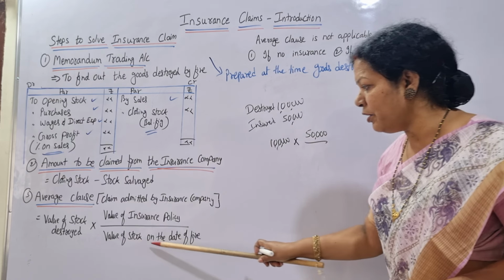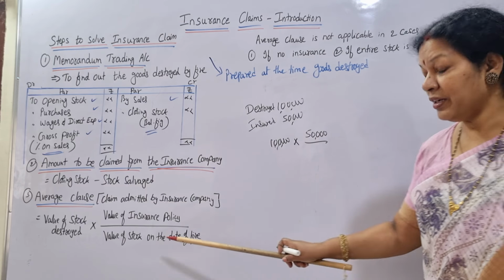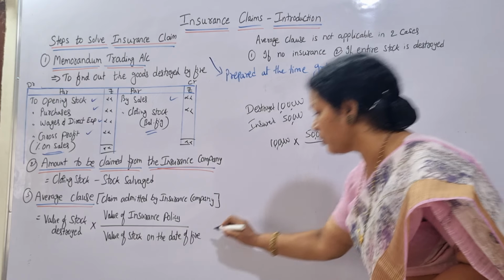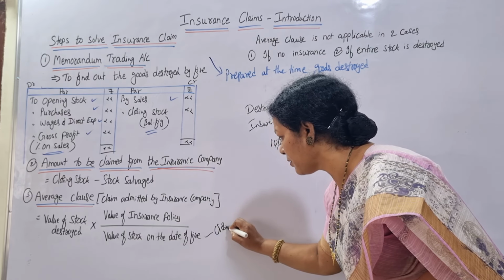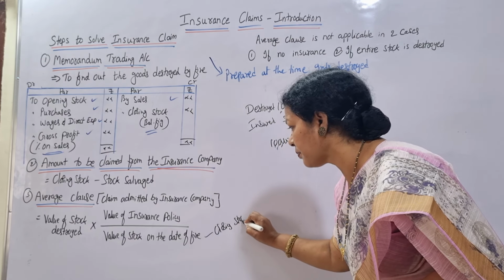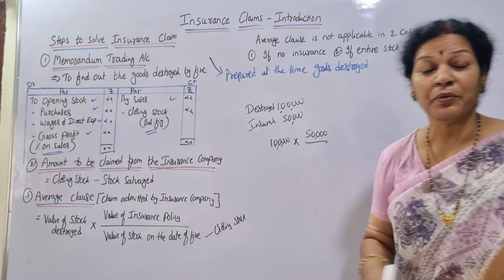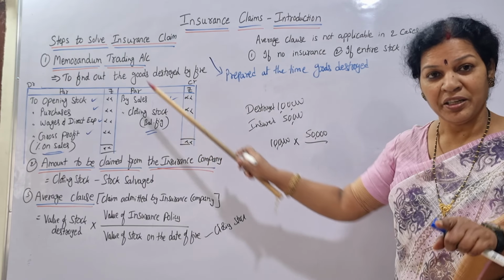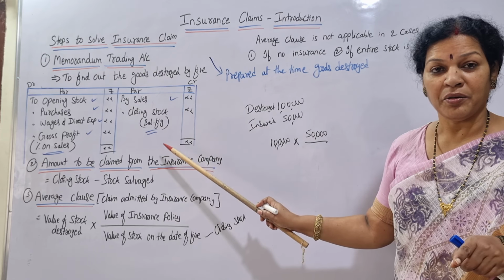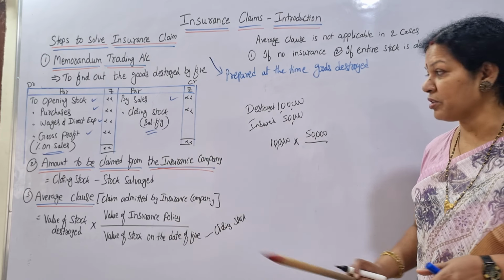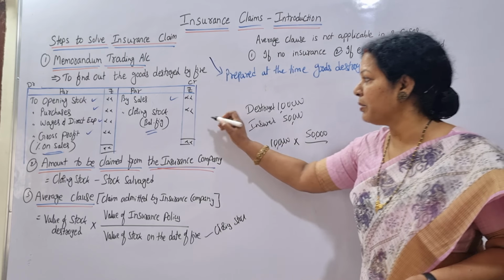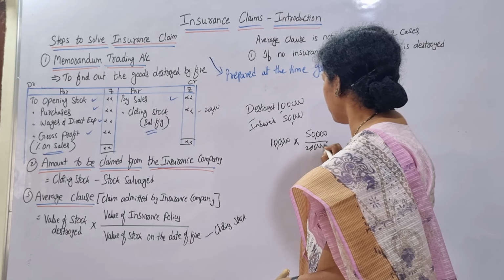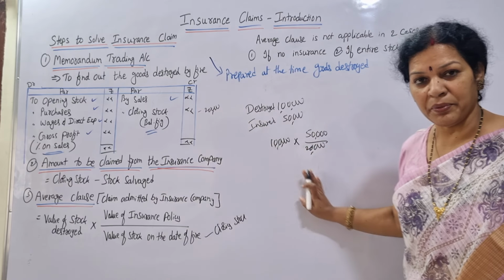Divided by value of stock on the date of fire, which means nothing but the closing stock. Value of stock, how much stock is there? Closing stock. This we already found in the memorandum of trading account, right? So this amount only, closing stock. Say for example, this is 20,000. We'll take the 20,000 only here. Whatever we got, that we are writing.